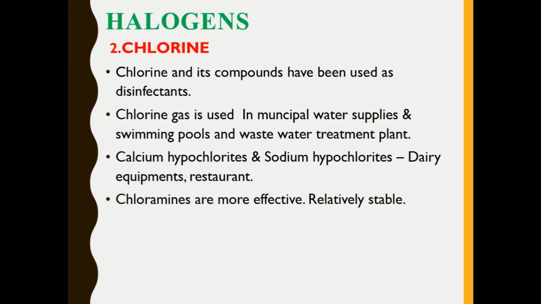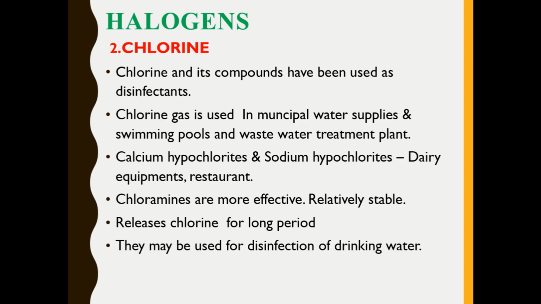The other compounds, like the iodophores of chlorine, are the chloramines. These are more effective and relatively stable, and they also release chlorine for a longer period. Just as we have seen earlier, iodophores release the iodine slowly for a longer period. Similarly, chloramines release chlorine very slowly, and that's why they act for a long period. That's why they may be used for the disinfection of drinking water so that they can act for a longer period. The best example here is chloramine T, which is in common use.